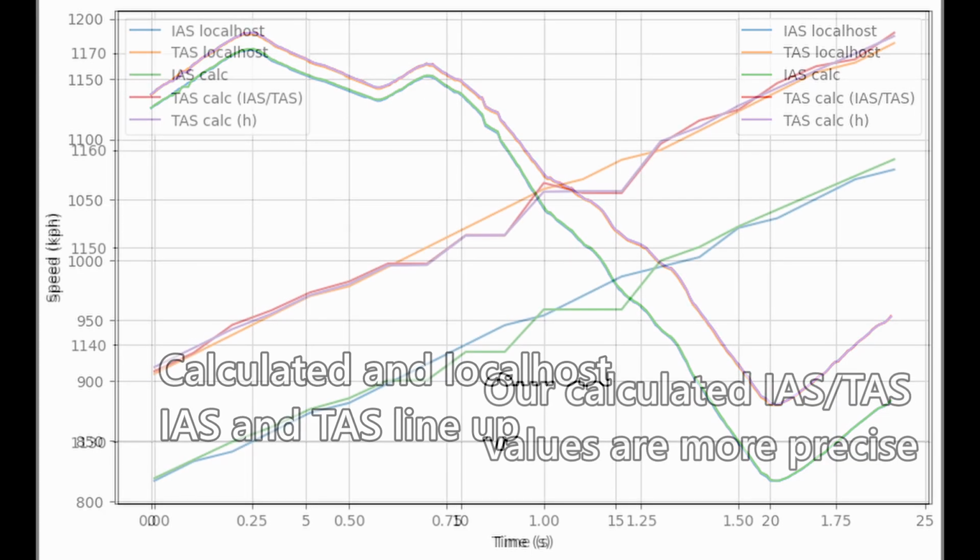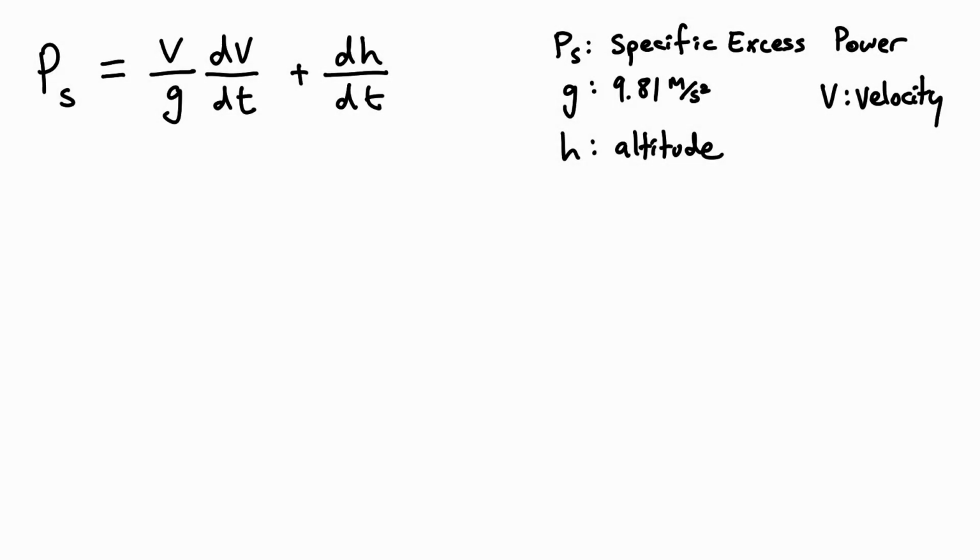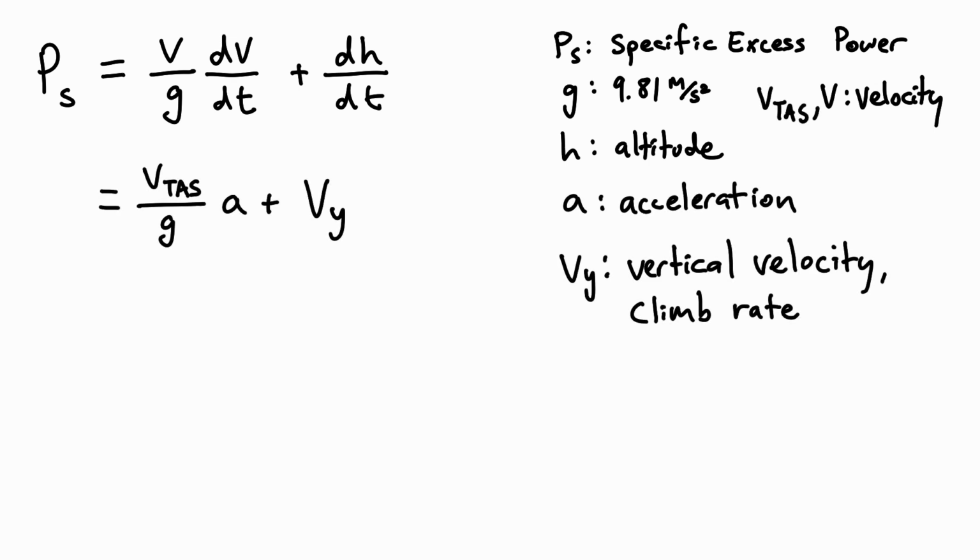Now that we have TAS, we can calculate specific excess power using the equation from the previous video. Here, we do need the derivative of velocity, or acceleration. We could use WTRTI's output for this, but the value is not a localhost output, and it also has the same filtering issues, so it's best just to calculate this using the velocity output we have.